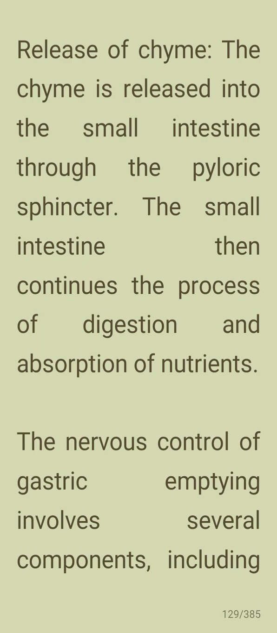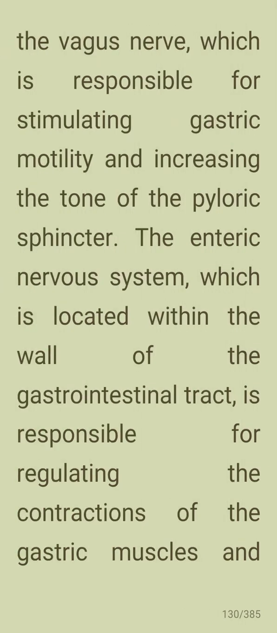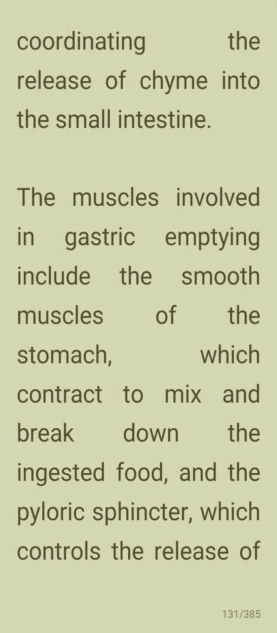The nerve control of gastric emptying involves several components, including the vagus nerve, which is responsible for stimulating gastric motility and increasing the tone of the pyloric sphincter. The enteric nervous system, which is located within the wall of the gastrointestinal tract, is responsible for regulating the contractions of the gastric muscles and coordinating the release of chyme into the small intestine.